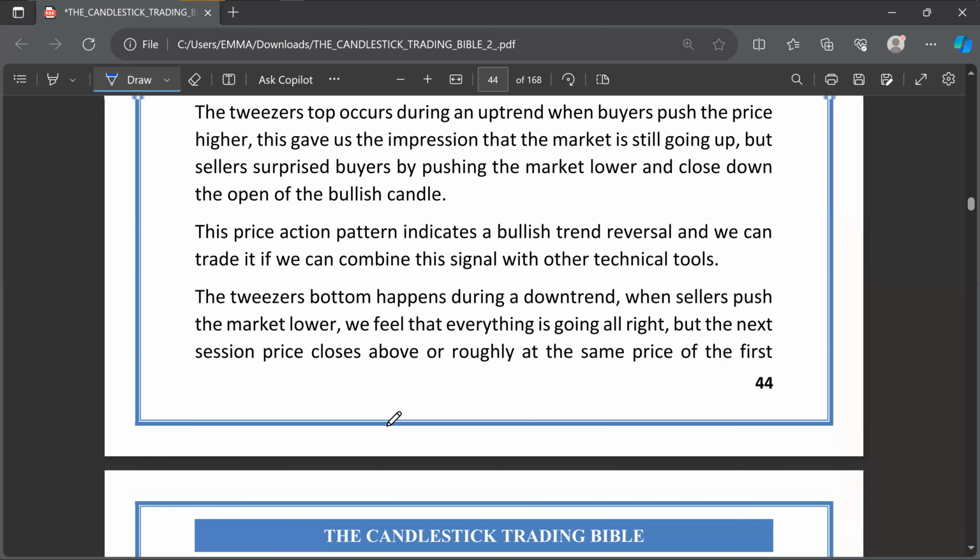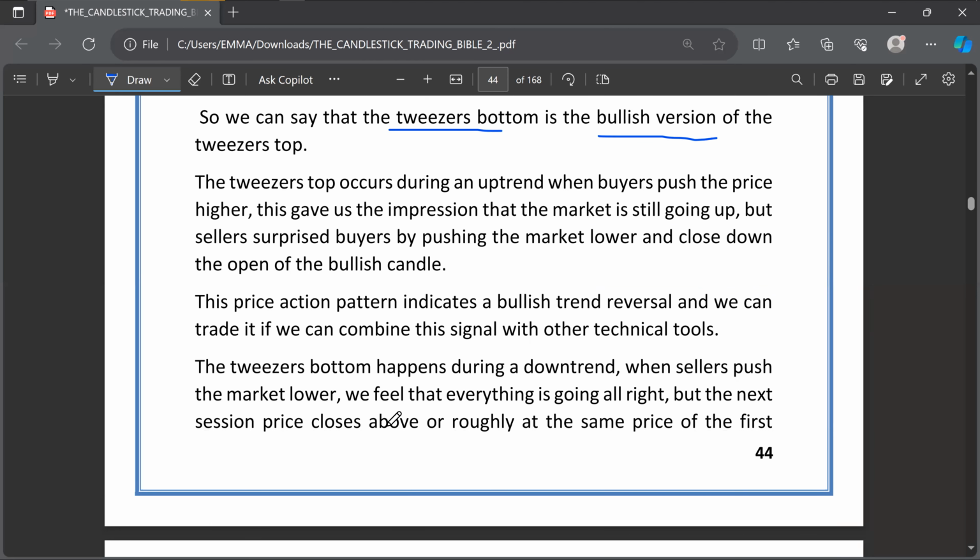Now, this price action pattern indicates a trend reversal, which we can trade if you can combine this signal with other technical tools. So what it means is that you can't trade only the Tweezers top and Tweezers bottom, right? So when you see them, you have to check the factors of confluence that we talked about. You have to look at other factors, which we are going to do.